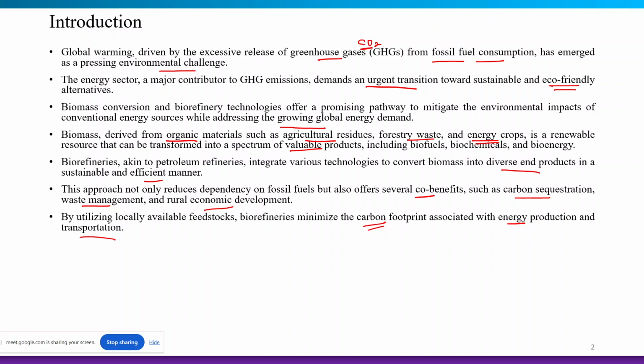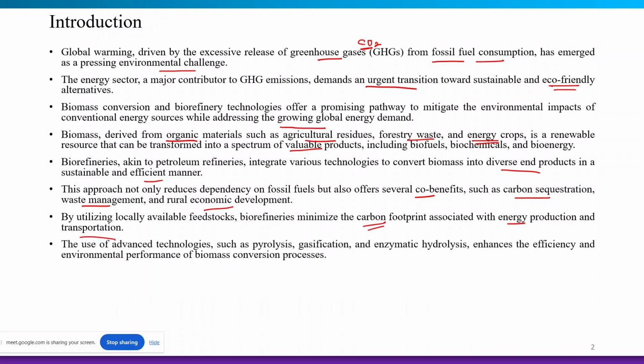So when we want to minimize the carbon footprint, it should be noted that the energy we are using for biomass processing or biomass conversion should also be sourced from renewable sources like solar energy or wind energy. The use of advanced technologies such as pyrolysis and gasification, which are thermal conversion methods, as well as enzymatic or biochemical methods, is very efficient and can enhance the overall process efficiency and environmental performance of the biomass conversion process.